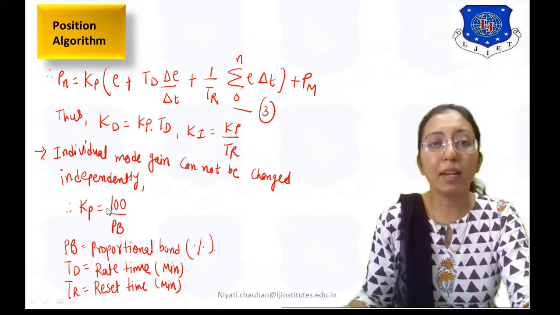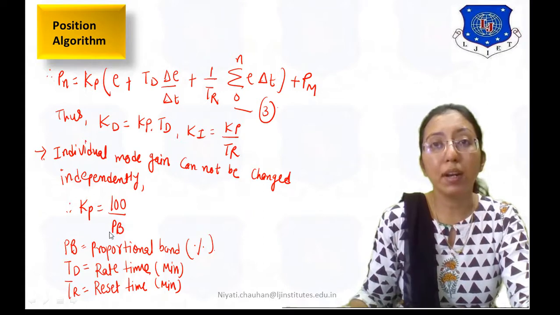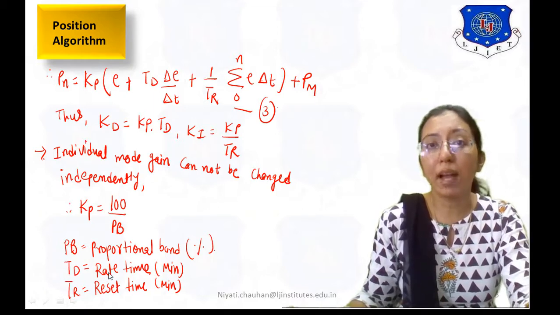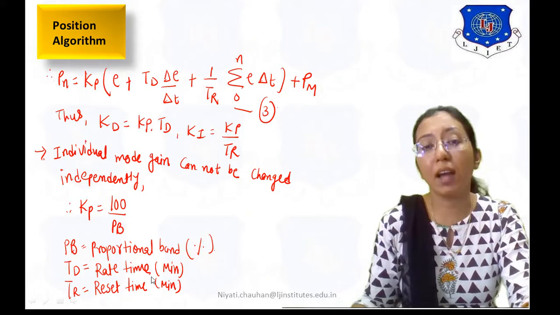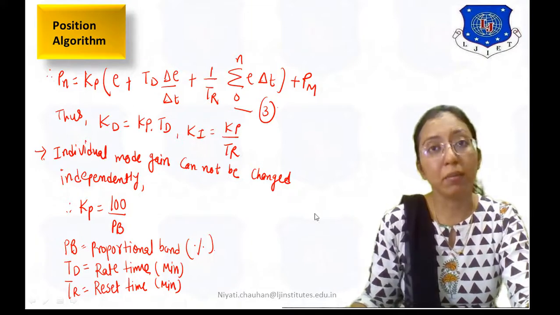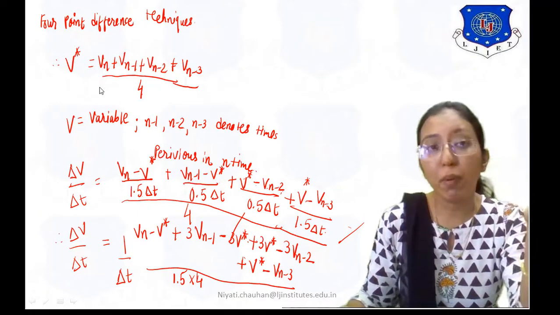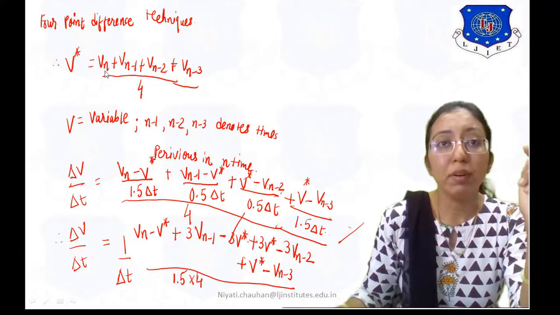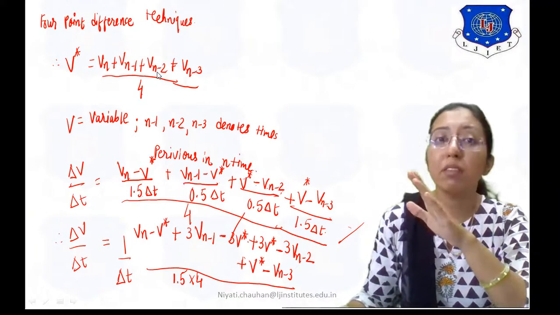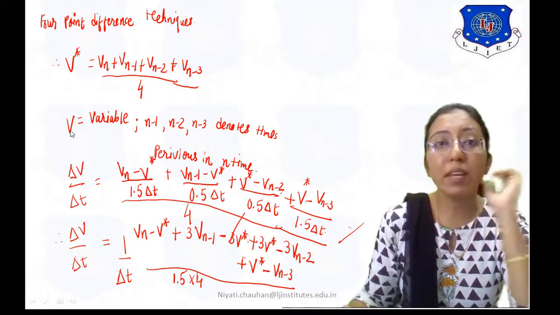Here Kp is the proportional gain, so we can write Kp = 100/Pb, where Pb is the proportional band in percentage. Td is the rate time in minutes, and Tr is the reset time in minutes. Sometimes 1/Tr can be called the reciprocal time. Now, for the four-point technique, we can write V* = (Vn + Vn-1 + Vn-2 + Vn-3)/4, because we have discussed four variables. Here V is the variable.